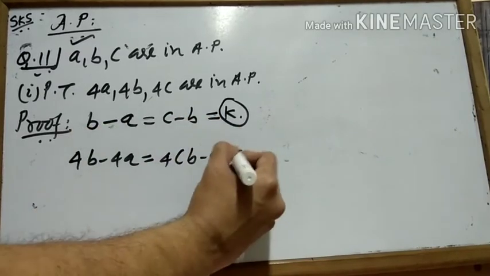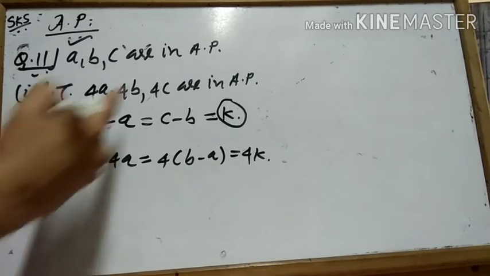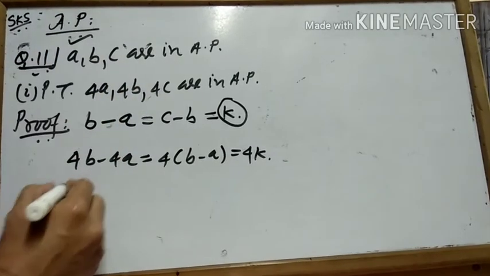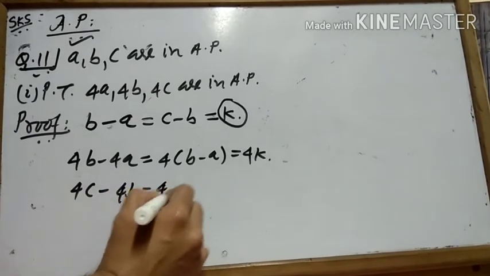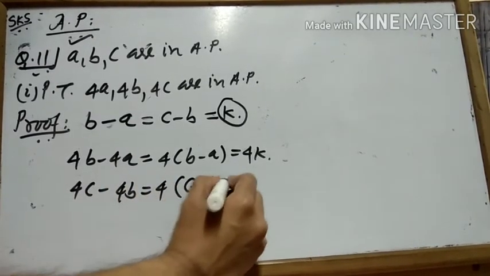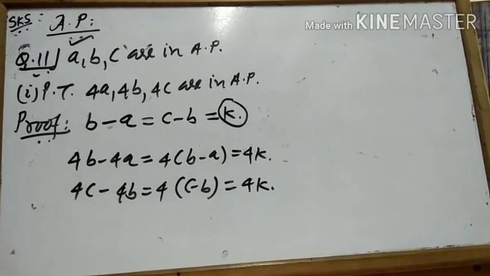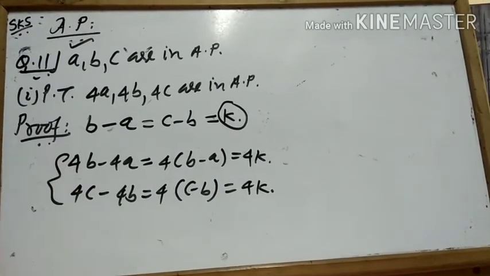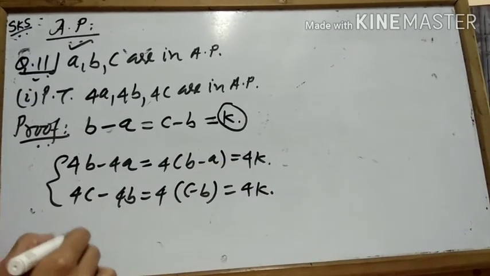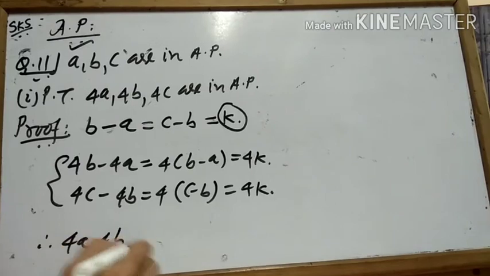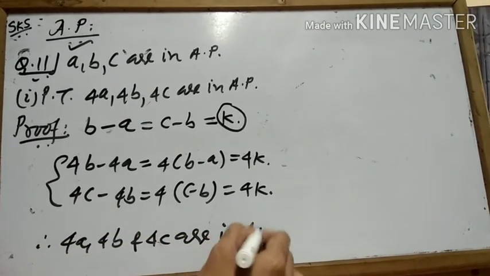B minus a is k, so 4 into k. Now I'll find the difference between the third term and the second term, that is 4c minus 4b. I can take 4 common, c minus b, and we know that c minus b is k, so it will be 4k. So what can you see here? The difference between consecutive terms is constant, that is 4k. Therefore I can very easily say that 4a, 4b and 4c are in arithmetic progression.